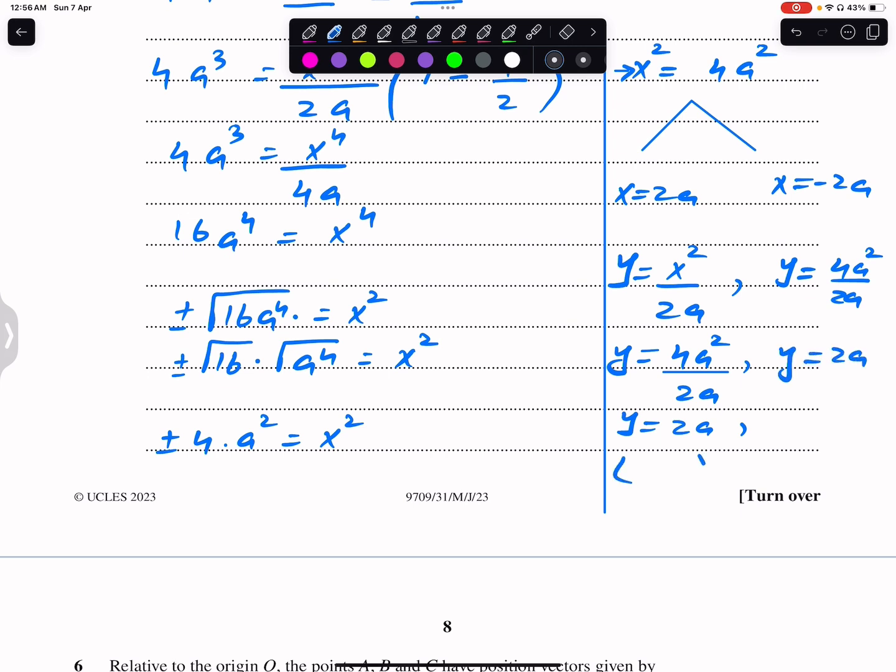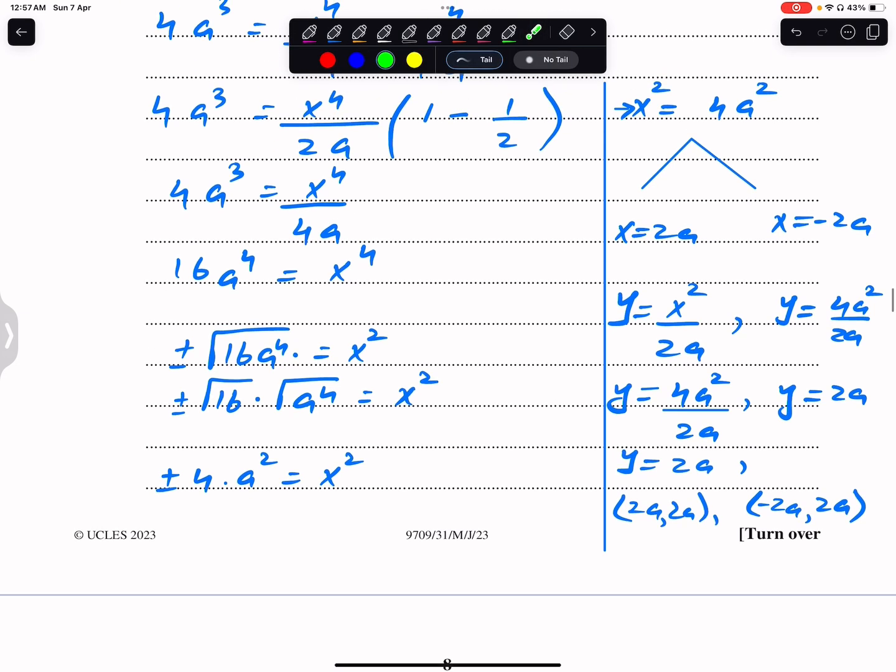So you will have 2 points. The first point is 2a comma 2a, and then the second point is minus 2a comma 2a. So these are the points. These are the required points, students. Minus 2a comma 2a.